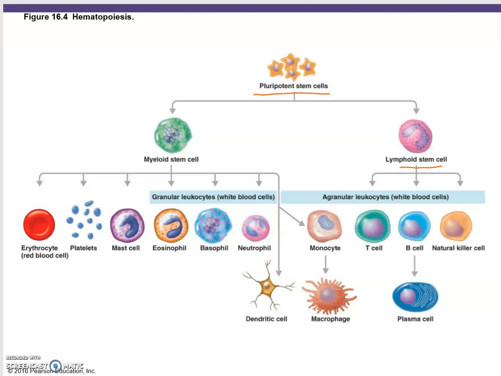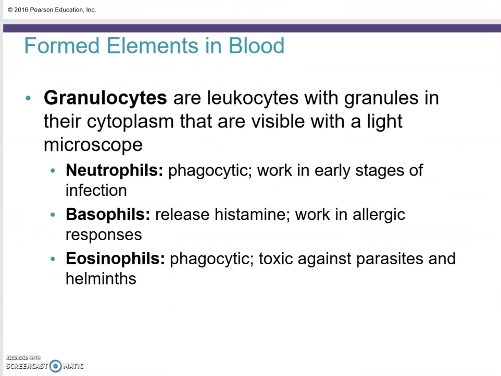And here would be your myeloid stem cells that lead to erythrocytes, platelets from megakaryocytes, and then we have mast cells, eosinophils, basophils, neutrophils. So there's the whole variety right there.